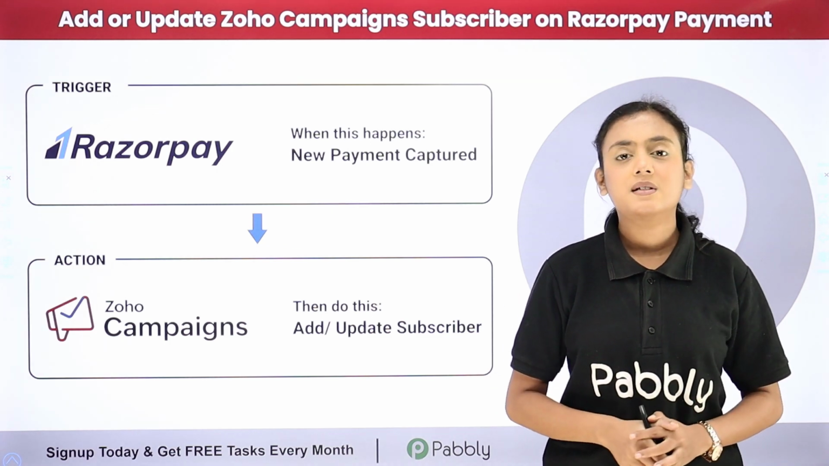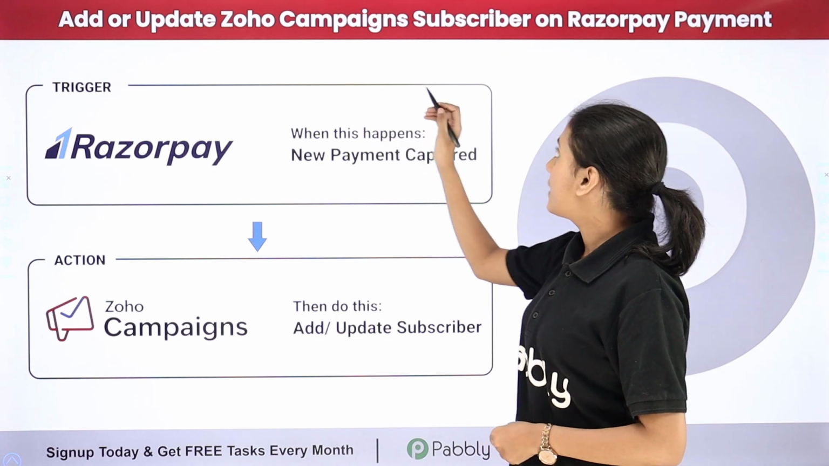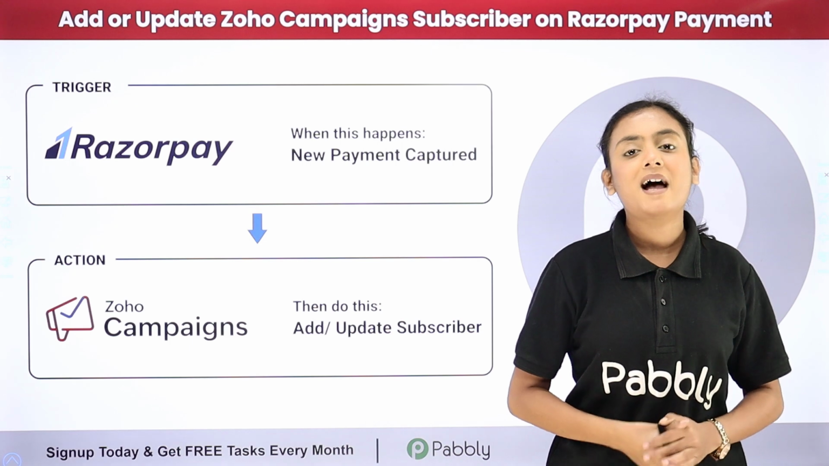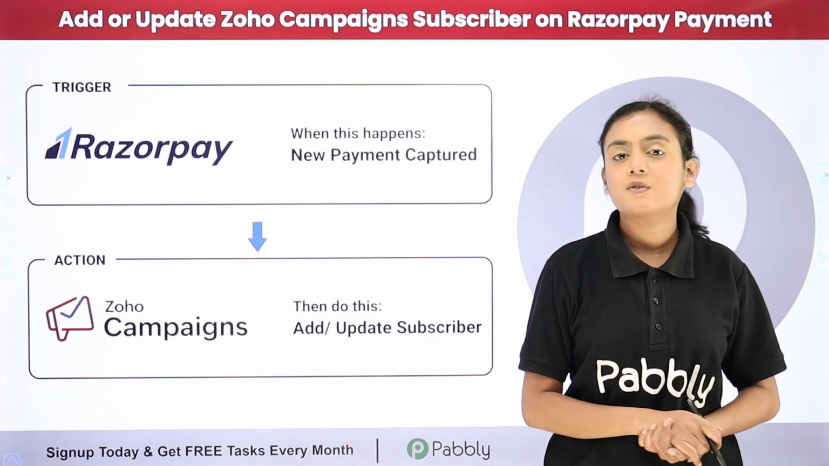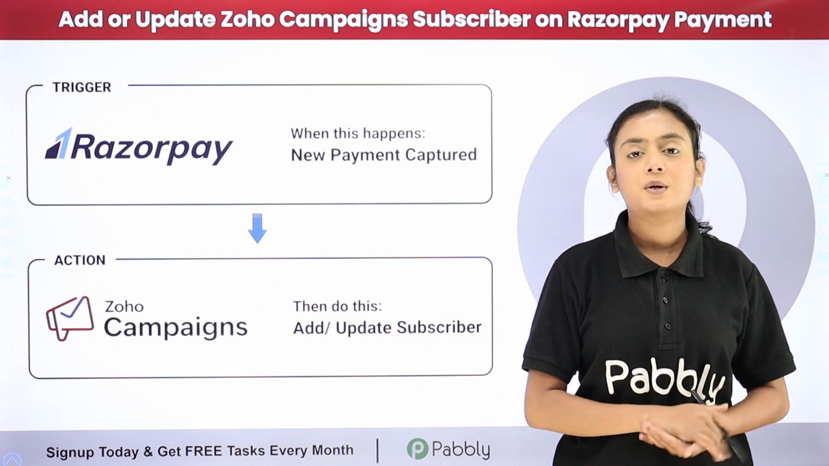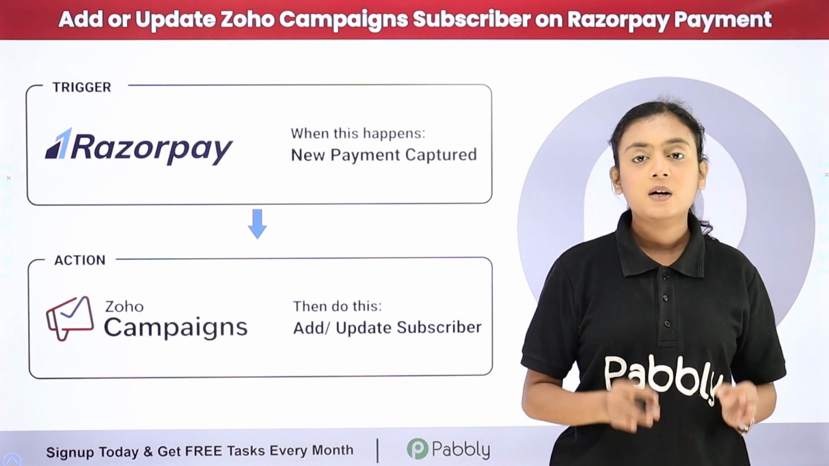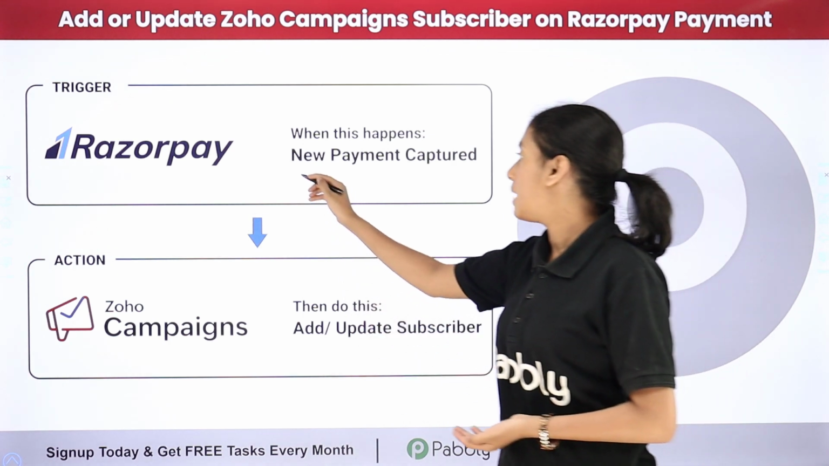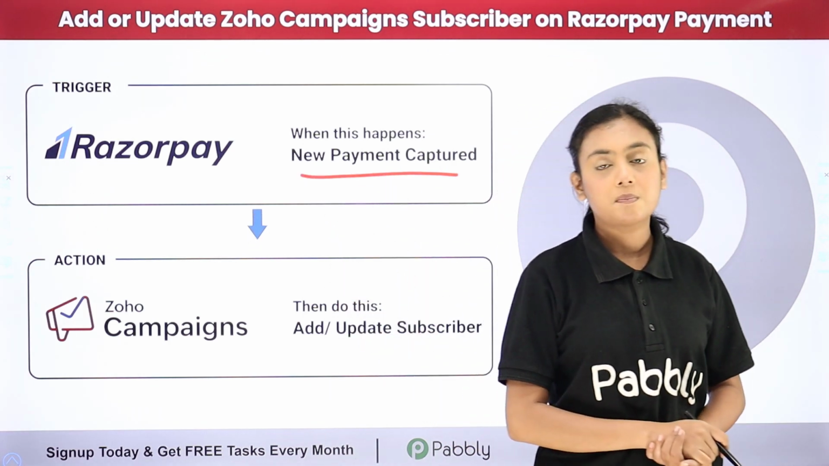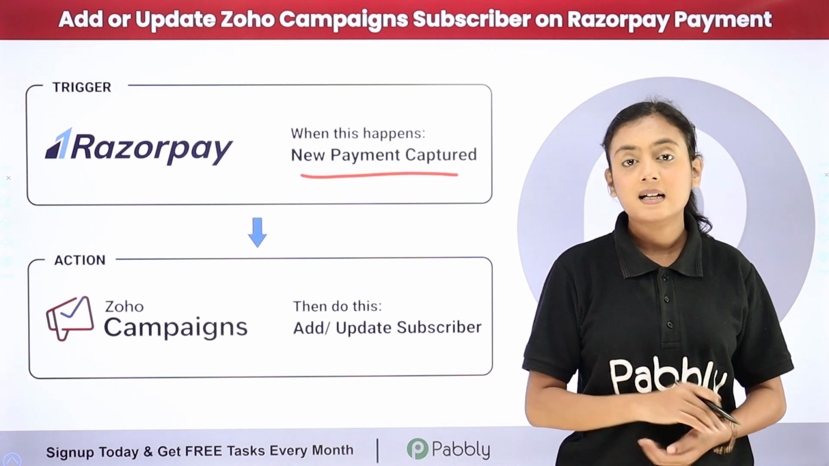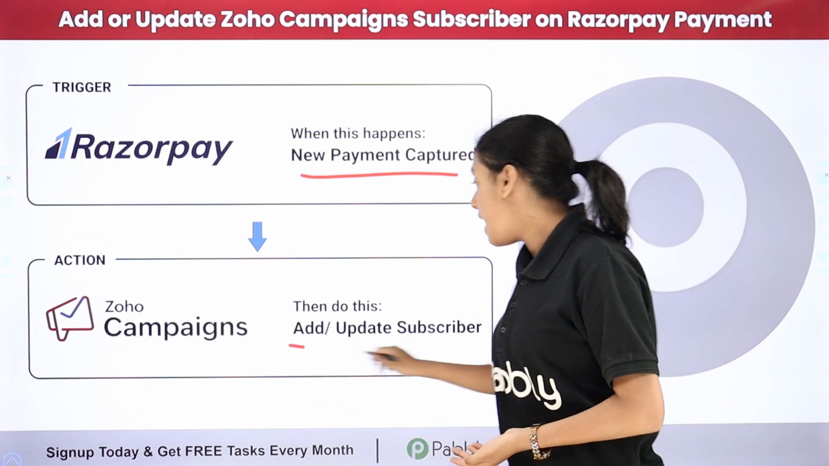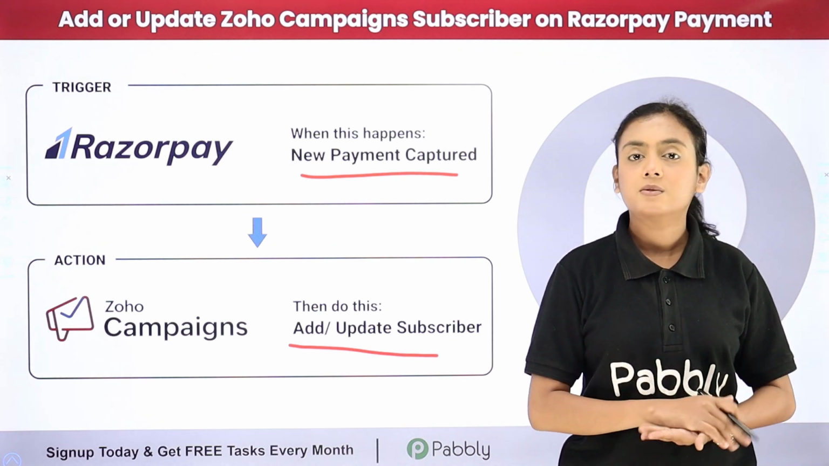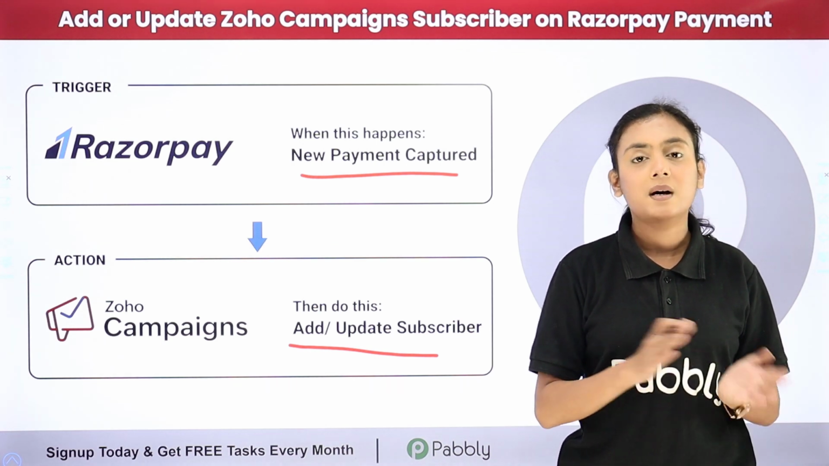In this video we're going to learn how to add or update Zoho campaign subscriber on Razorpay payment. So I'm an owner of a skincare brand and using Razorpay I collect the payments from my customers who are purchasing the product that I'm selling in my business. And here what I want is that as soon as a customer makes a purchase and we receive the payment using Razorpay, automatically I'm going to create that customer who has done the payment using Razorpay as a subscriber in my Zoho campaigns account so that I can send them immediate promotional emails, product updates or some other tips.